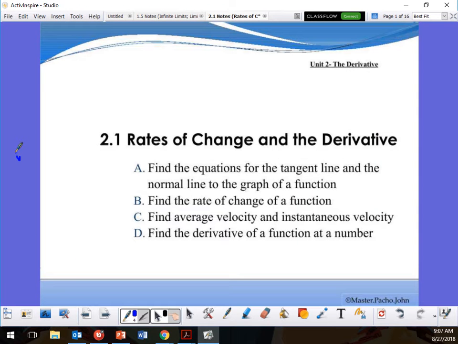Alrighty then, this is Calculus 2, 2.1, rates of change and the derivative. Now, as we're going over this, a lot of it's going to be pretty quick because you guys already know this, except for the derivative of tangent. Find the equations of the tangent line and the normal line to the graph of a function. Find the rate of change of a function. Find the average velocity and instantaneous velocity. Find the derivative of a function at a number.